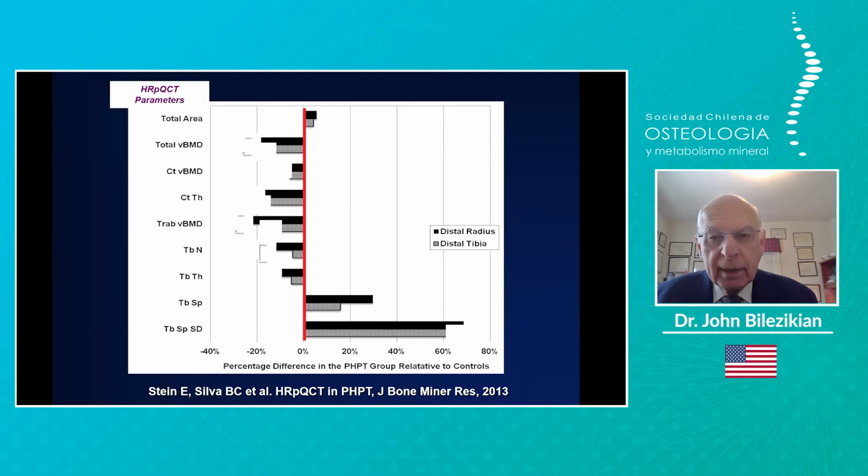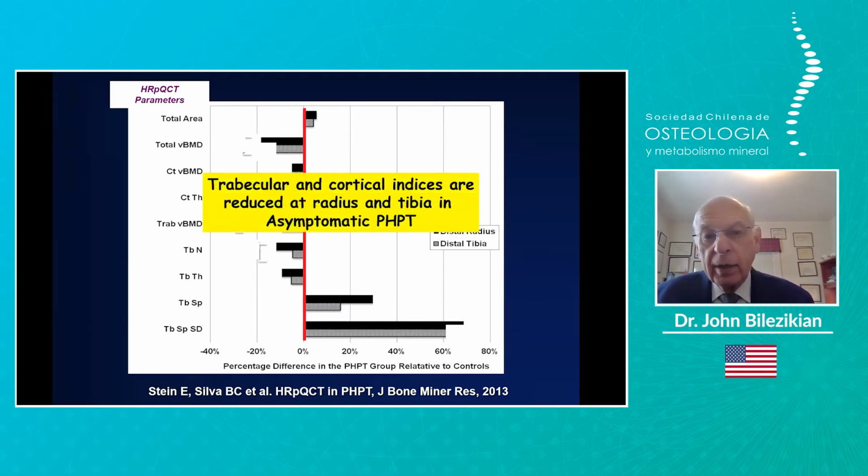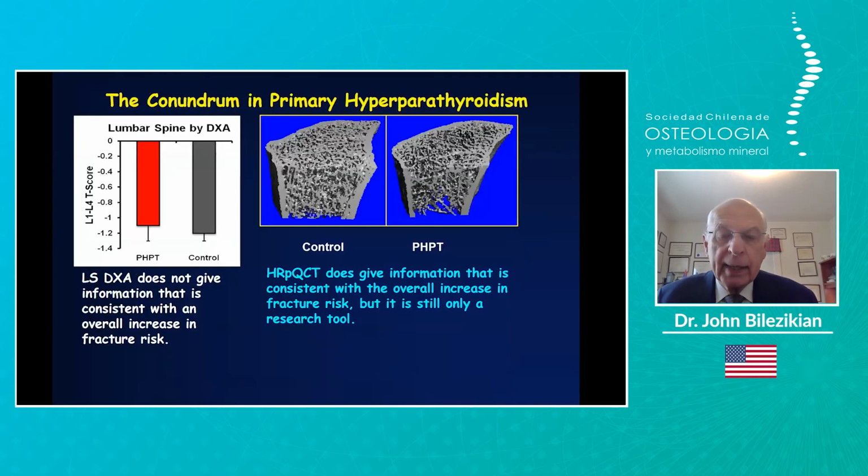And you can see in the middle of the slide, again, trabecular indices are lower at both the radius and the tibia, as well as cortical indices. So our study also was consistent with reductions in trabecular and cortical indices in asymptomatic hyperparathyroidism.